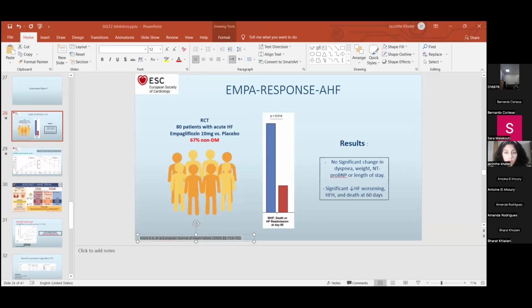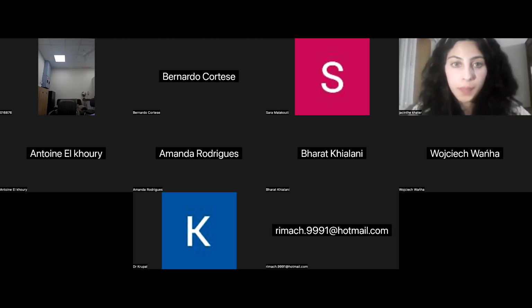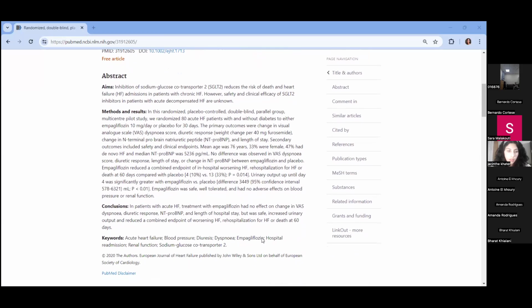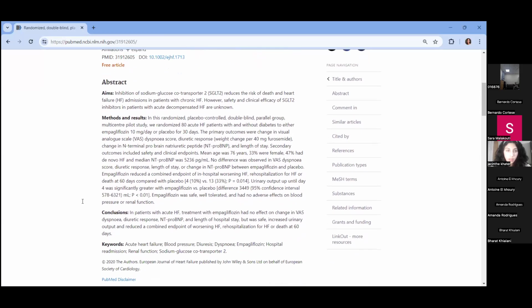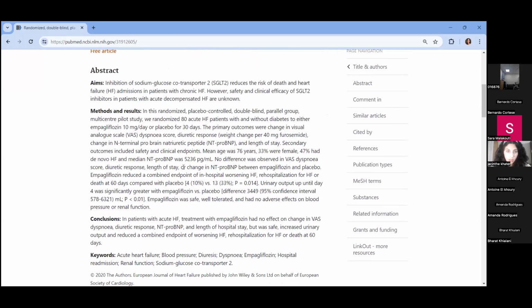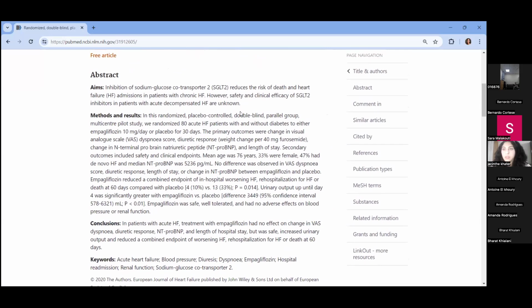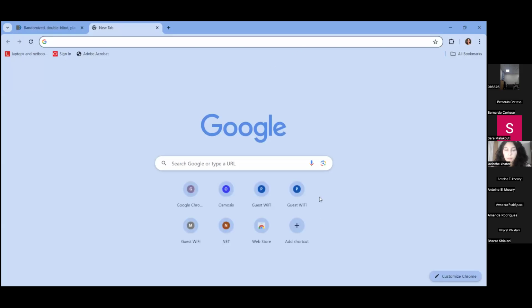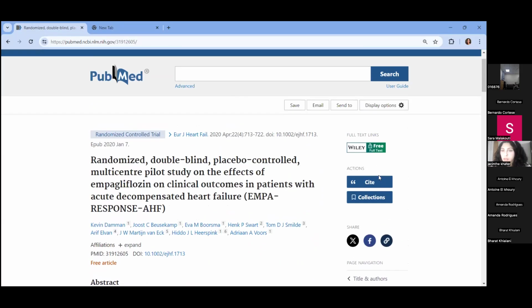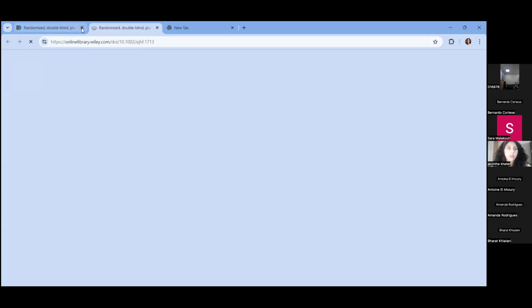This does not count into your time, don't worry. Okay. Okay, let me share it. So stop sharing now. There we go. Okay, this is the abstract. Do I show the whole paper? Do you have the paper? I don't think so. I'll try to search for it. It's a free article, so you should be able to download it. Wiley, yes. Okay.